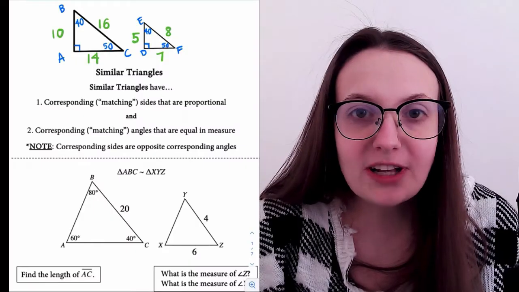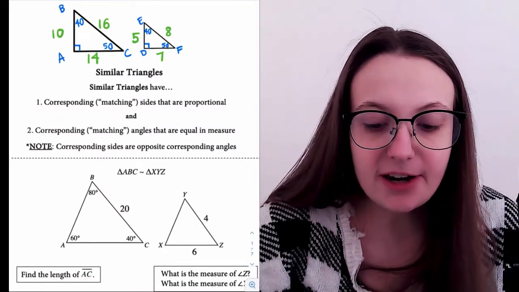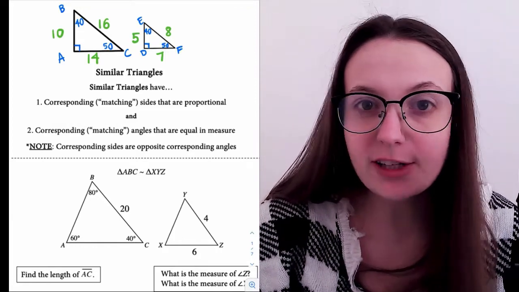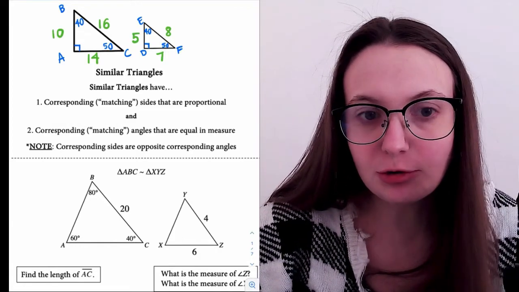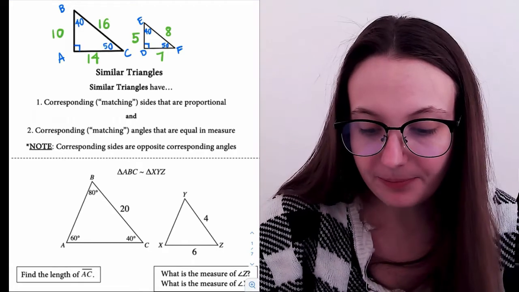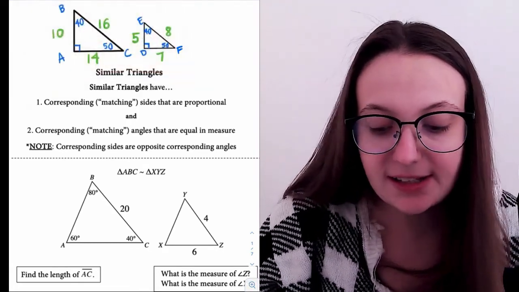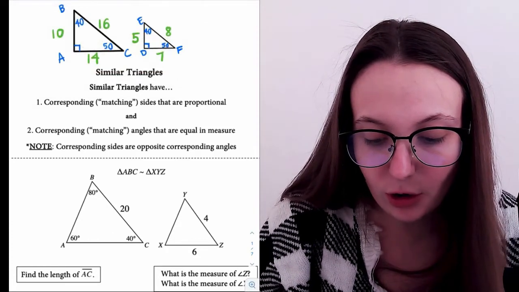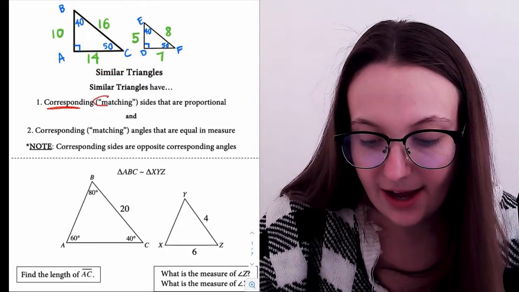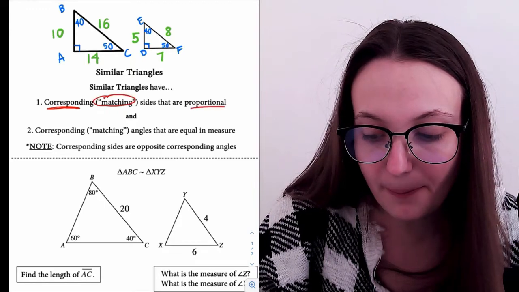All right, so let's just start off with some basic definitions for similar triangles. What exactly does it mean for two triangles to be considered similar? There are really two things that we want to focus on. The first thing is that similar triangles have corresponding, aka matching sides that are proportional.